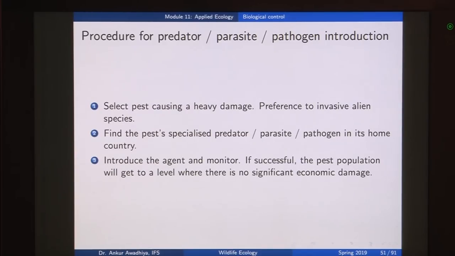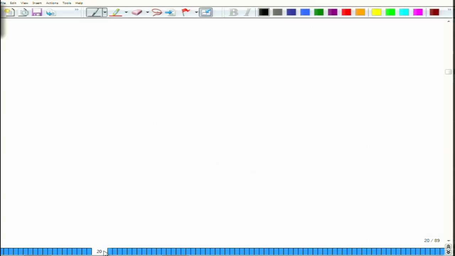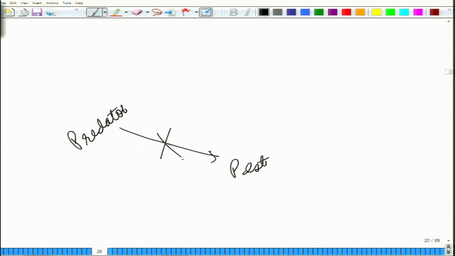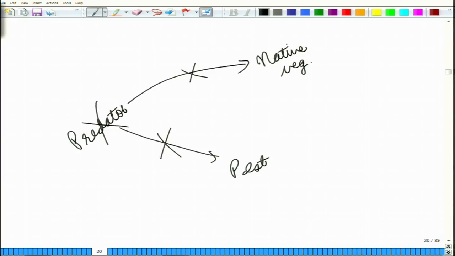Now, in this particular case, when you are bringing a species from outside, let us say you brought a predator to your country, and this predator did not like the pest. So, it is feeding on the pest in the native country, but it is not feeding on the pest when you have released it in India. But then there is a large chance that this predator will also not recognize the native vegetation. Now, if this predator is not liking the native vegetation and is not liking the pest, then in a short time the population of the predator will also go down. So, this ensures that you are not bringing in more and more alien species into your area.